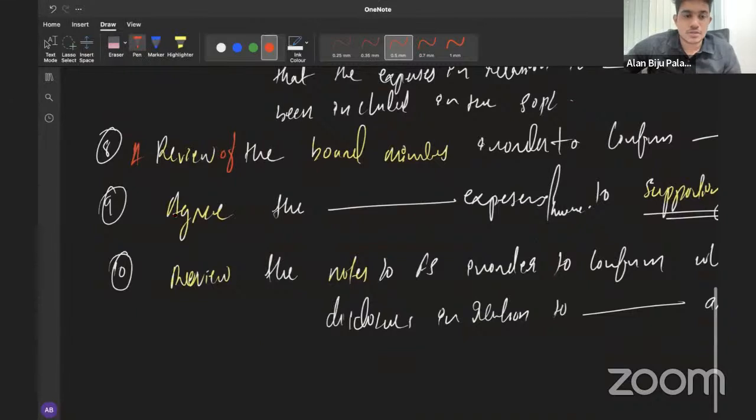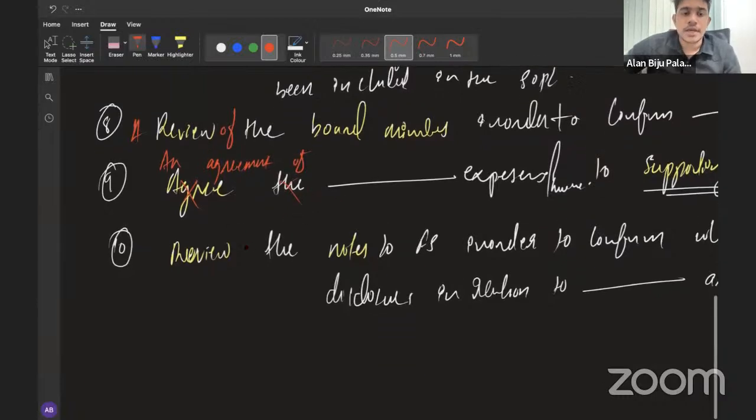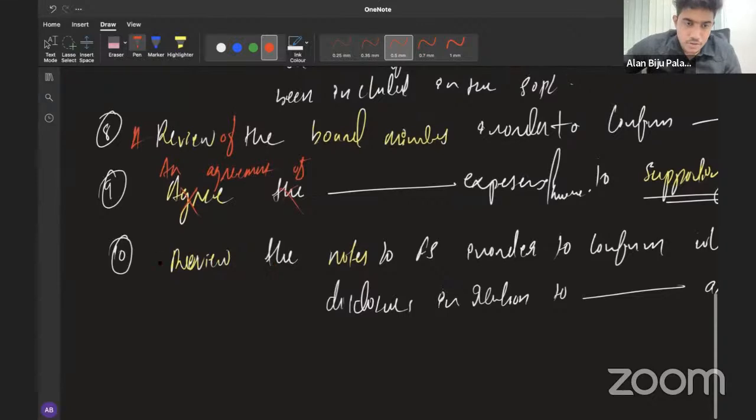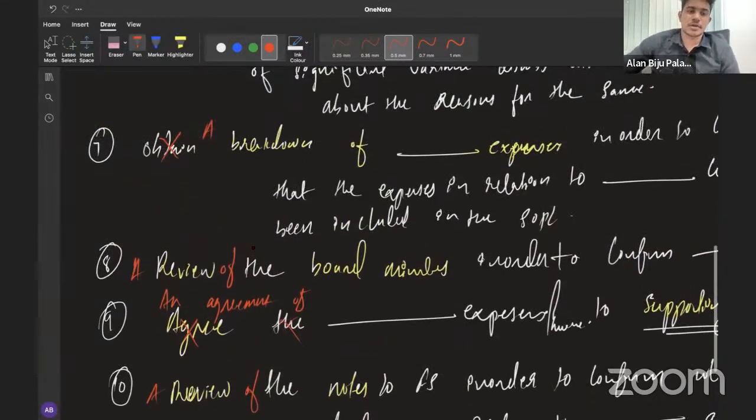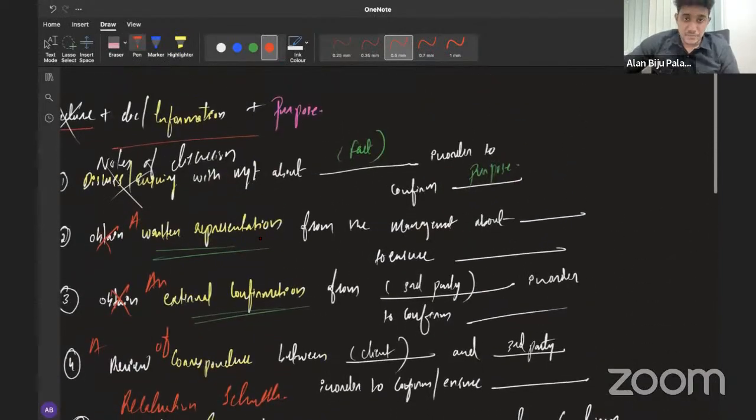Agree dash expenses to supporting documents. Instead of that, you can mention an agreement of dash expenses. Instead of writing review the notes, you can mention a review of the notes to financial statements. This is how you need to provide the evidences.